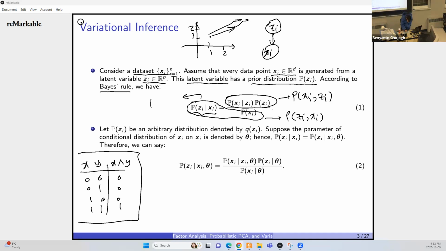This is called posterior. This is called likelihood or class conditional. This is called prior of Z. This is called prior of X. Why do we call it posterior? And why do we call it prior? Because of philosophy.